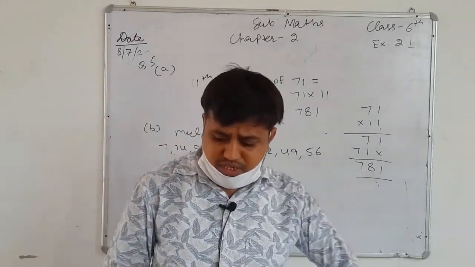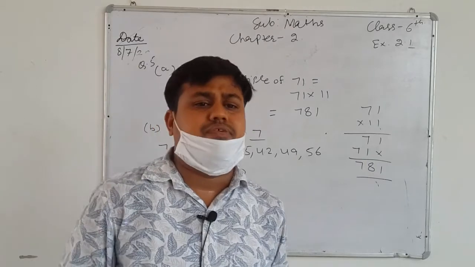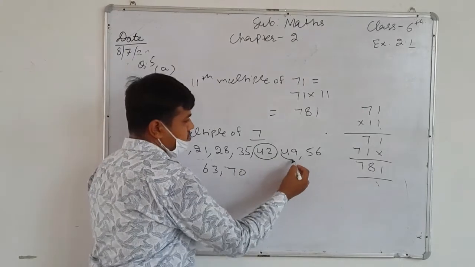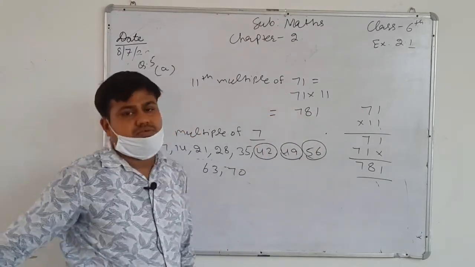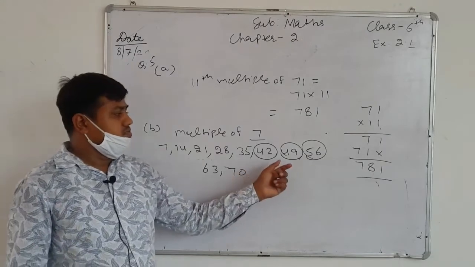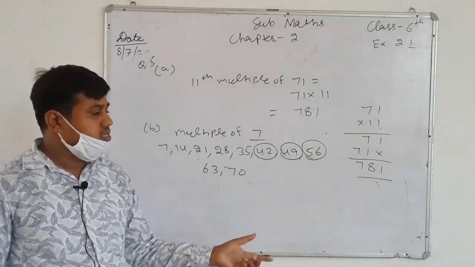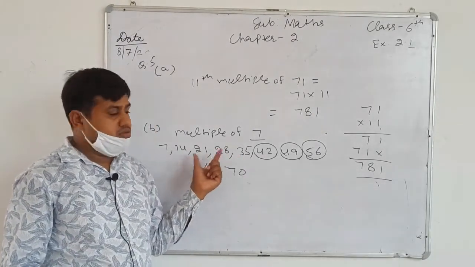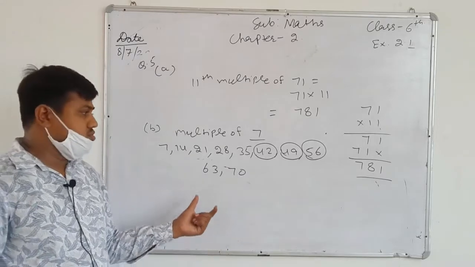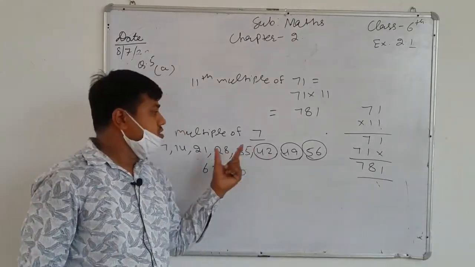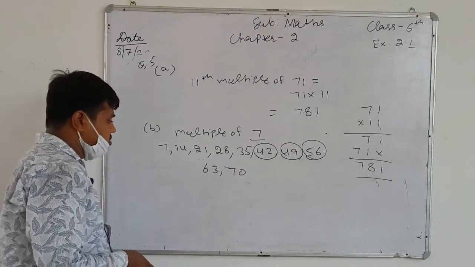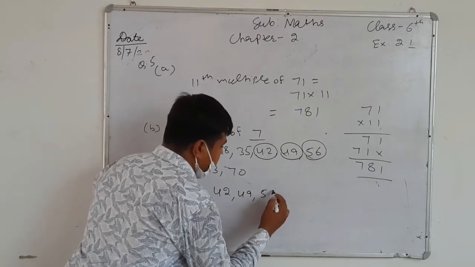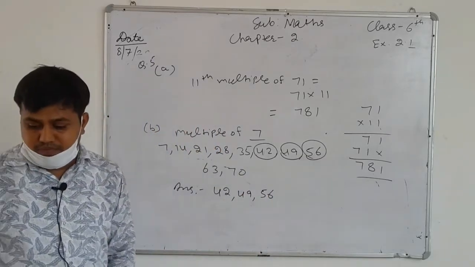We have to find multiples of 7 between 36 and 58. So 36 से बड़ी digit कौन सी है? This one and this one. So these are the 3 digits which are greater than 36 and less than 58, because these are the digits less than 36 and these are the digits greater than 58. So we have to choose these 3 values, the multiples of 7. So the answer is 42, 49, 56. आई बात समझ में?